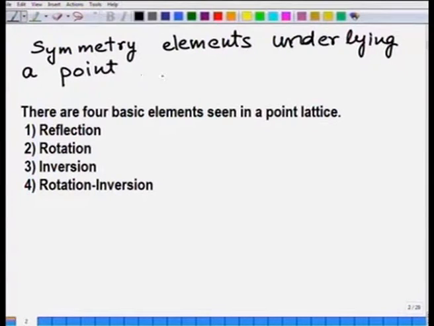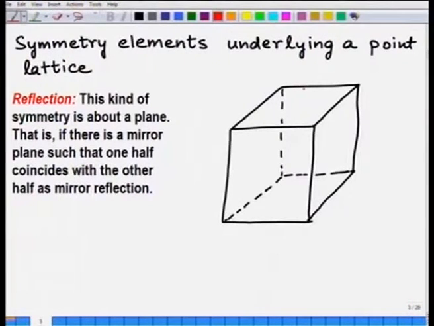The four basic symmetry elements that can be seen in a point lattice. One is of course reflection. That means, let's do an example. Let's say something like this. Imagine this lattice, and in this you imagine a plane which looks something like this. Imagine this plane.